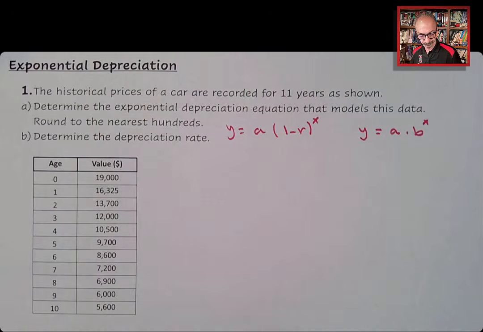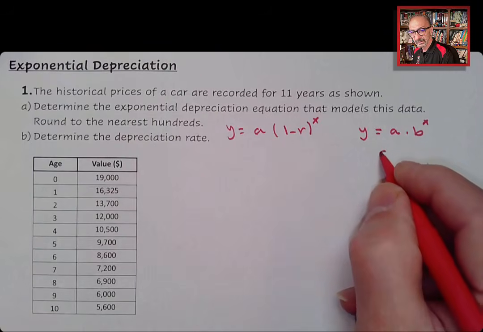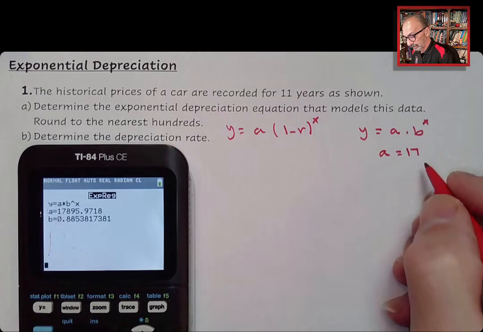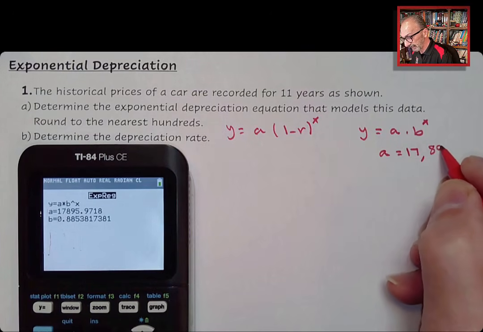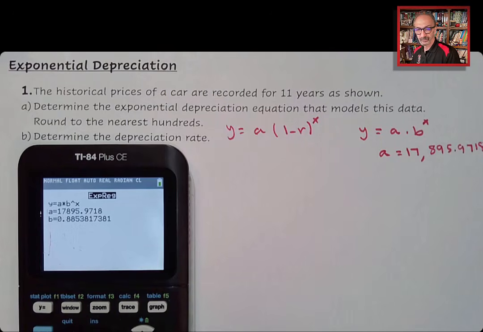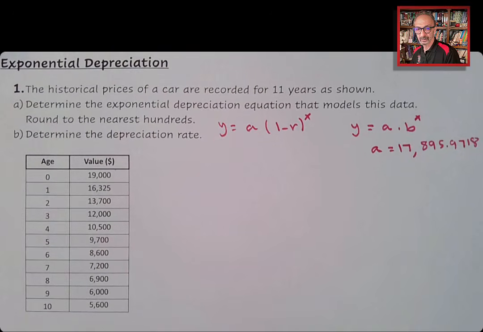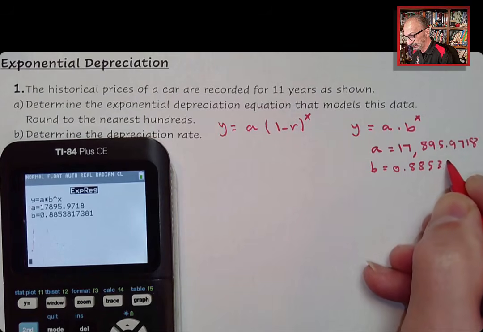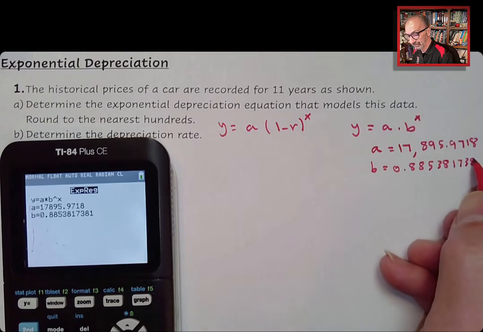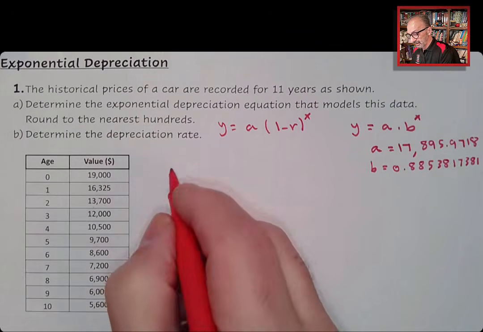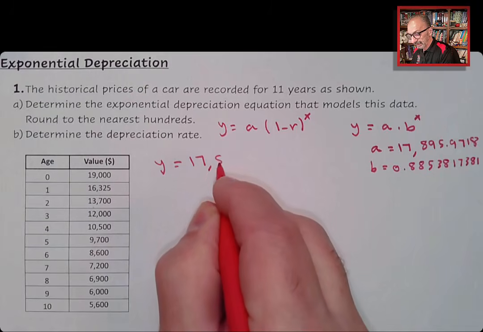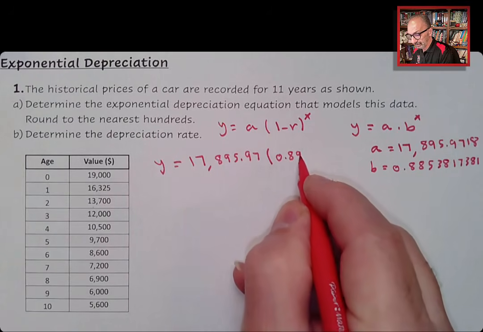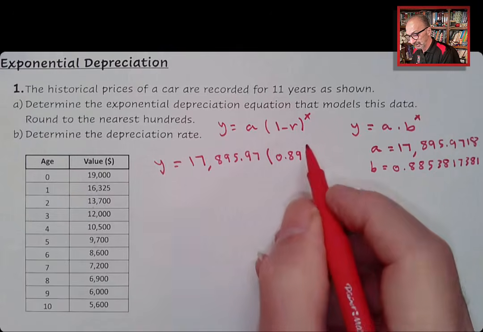Let's write them down. Take the calculator to the side and write them down. So I have a equals 17,895.9718. And we have b equals 0.885381731. So the equation becomes y equal 17,895.97 multiplied by 0.89, if you round it to 2 digits, to the power x.